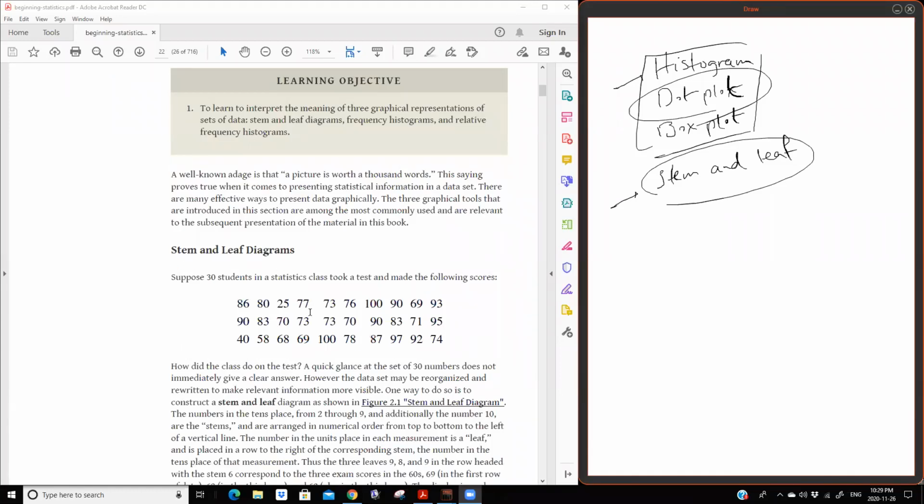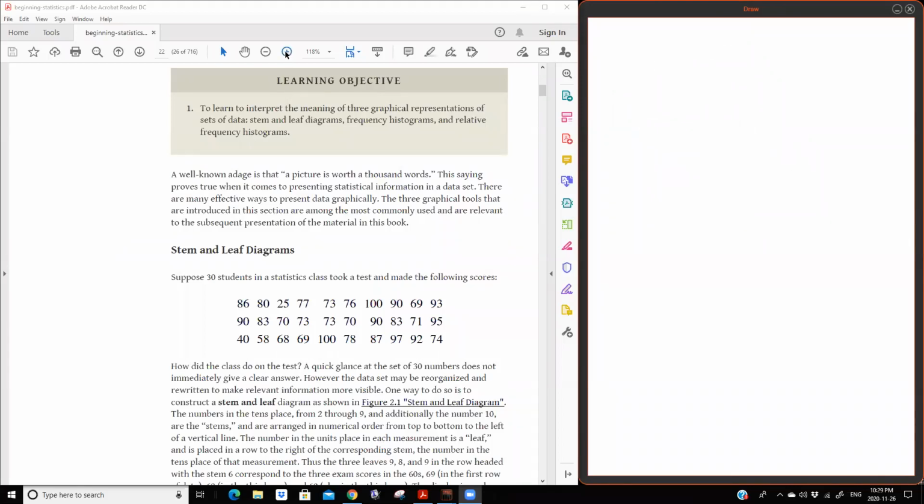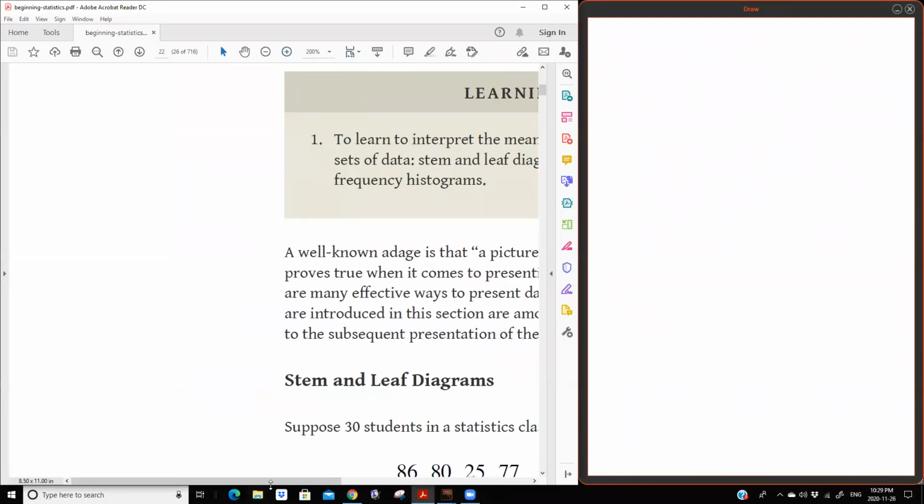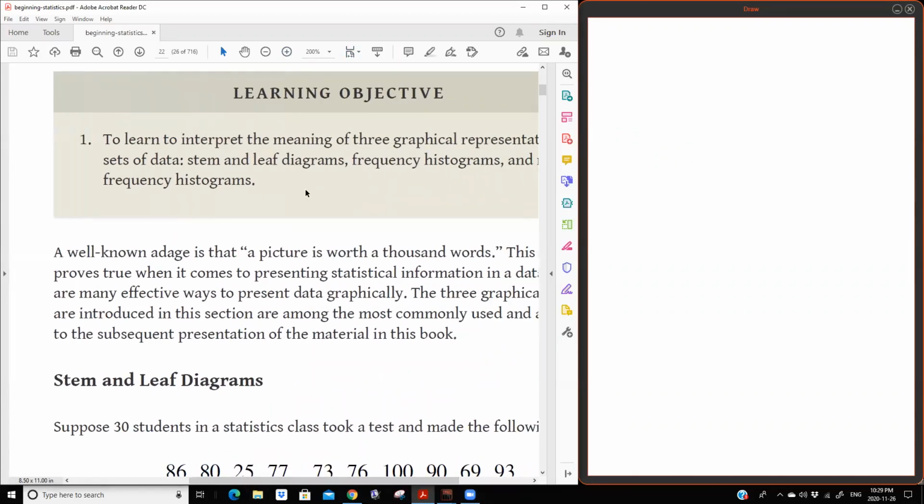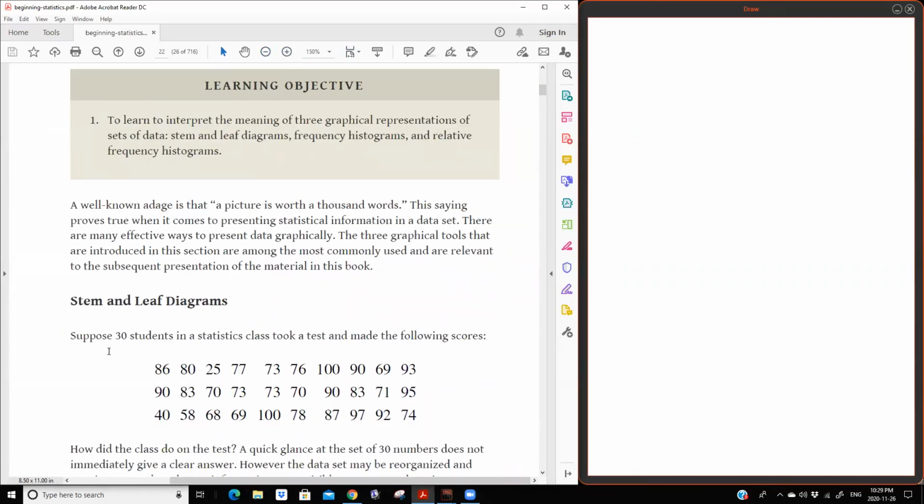A stem and leaf diagram is a diagram that you create, as I'm going to show you. Imagine you have this data: suppose 30 students in a statistics class took a test and made the following scores. One student got 86, another student got 80, another got 25, another got 77, and generally there are 30 students and each one of them got a grade.